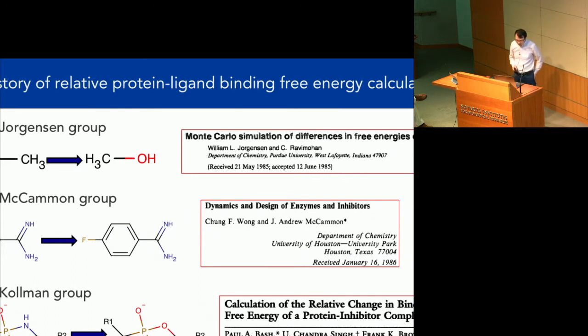Since the initial application of FEP to calculate protein-ligand affinity, people have been focusing on very small R group modifications and single atom mutations. For example, back in 1985, the Jorgensen group first applied FEP to calculate the solvation free energy difference between ethane and methanol. The following year, the McCammon group first applied FEP to calculate relative binding free energy between benzamidine and fluorobenzamidine. Then in 1987, the Coleman group first applied FEP to study the effect of nitrogen to oxygen mutation on their relative binding free energy.